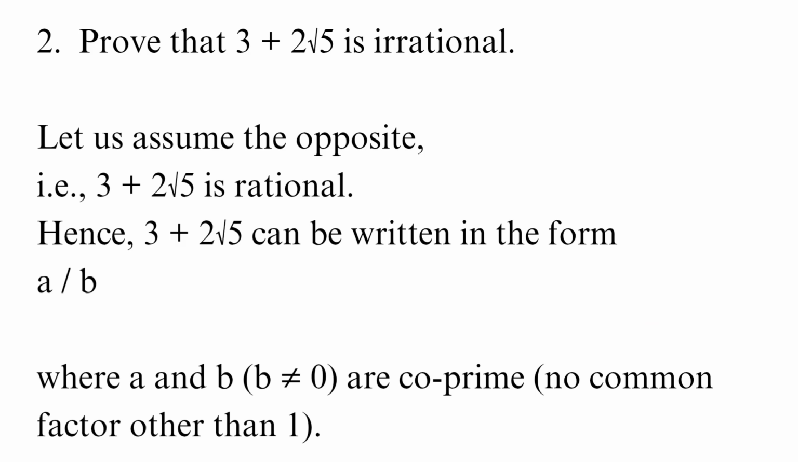Question 2. Prove that 3 plus 2 square root 5 is irrational. We have to prove 3 plus 2 square root 5 is irrational. Let us assume the opposite, i.e., 3 plus 2 square root 5 is rational. Hence, 3 plus 2 square root 5 can be written in the form a/b, where b does not equal 0, and a and b are co-prime, no common factor other than 1. Hence, 3 plus 2 square root 5 equals a/b.